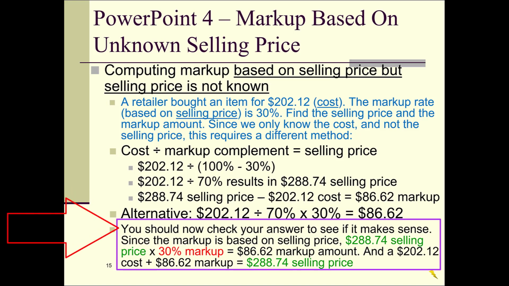Since the markup is based on the selling price, 288.74 times 30% markup gives you that $86.62 markup. You add that to the original price of 202.12, and that gives you your selling price of $288.74.